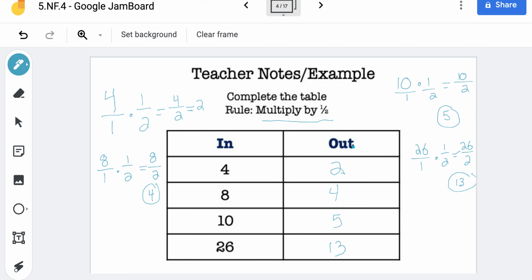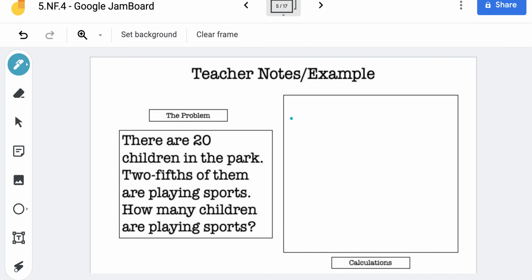All right, we have one more problem together. Let's go on to the next slide. This is a word problem. There are 20 children in the park. 2/5 of them are playing sports. How many children are playing sports? One thing you're going to learn is the word "of" in math means multiply. Let's put a little X under the word "of". So to figure out what 2/5 of something is, we're going to multiply it by 2/5.